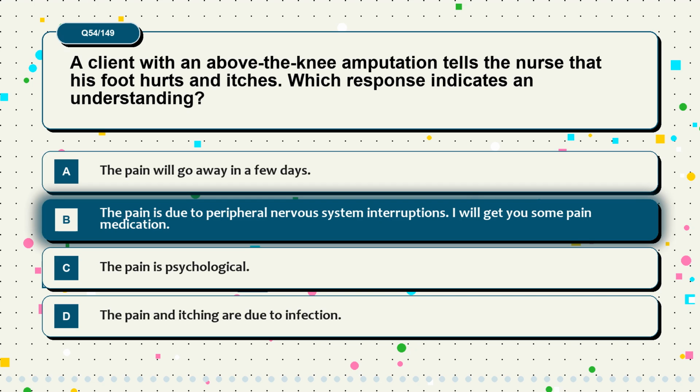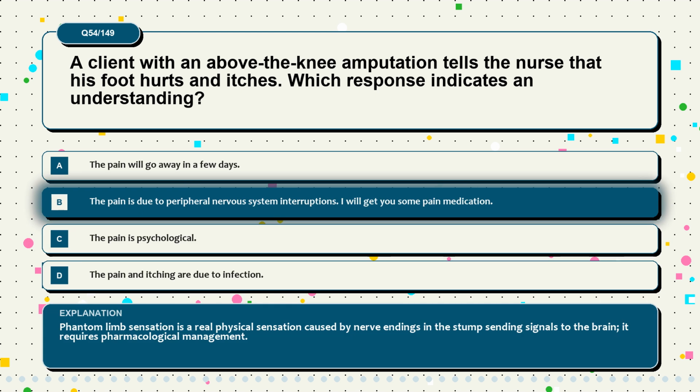The correct answer is option B. The pain is due to peripheral nervous system interruptions. I will get you some pain medication. Phantom limb sensation is a real physical sensation caused by nerve endings in the stump sending signals to the brain. It requires pharmacological management.